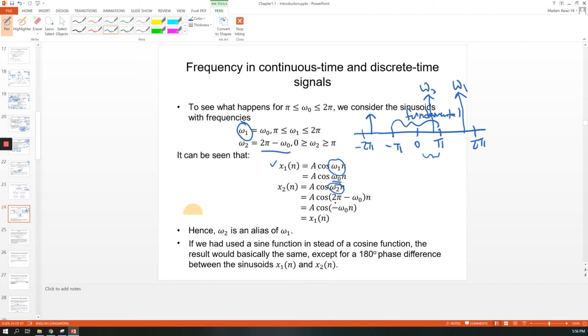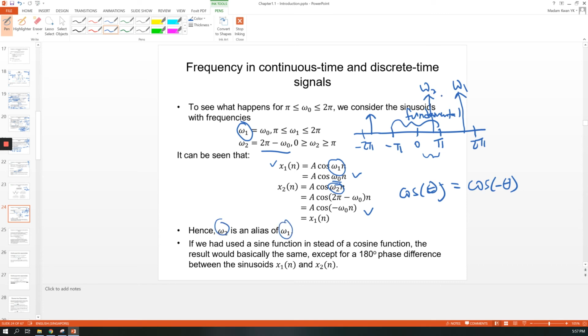We put it in. Remember, if there is an angle in this bracket, we can always subtract out 2 pi, or if there is 2 pi, 4 pi, 6 pi, we can always take it away, or replace it with 0. So we end up with this one, and 2 pi is no longer there. And because cosine is symmetric, cos theta equals cos minus theta, so the negative can also be taken away. So you'll find that this and this are the same. Hence omega 2 is an alias of omega 1.